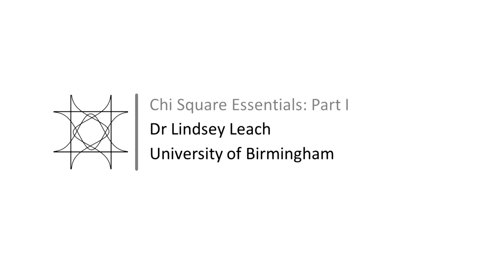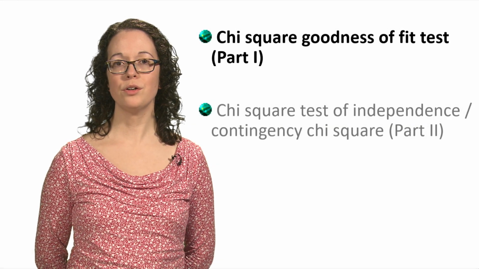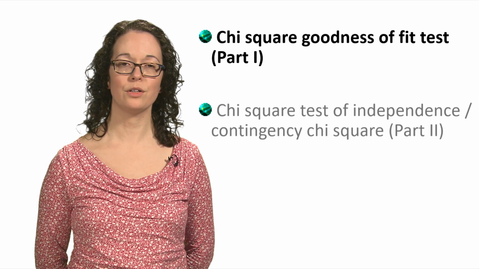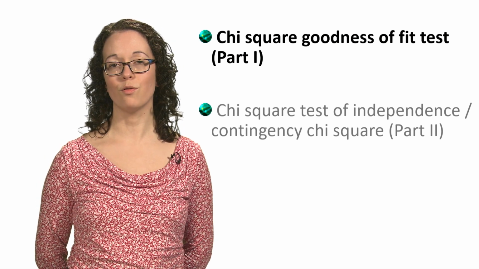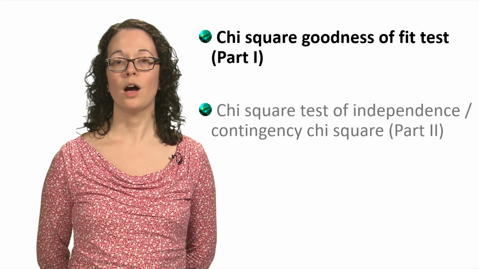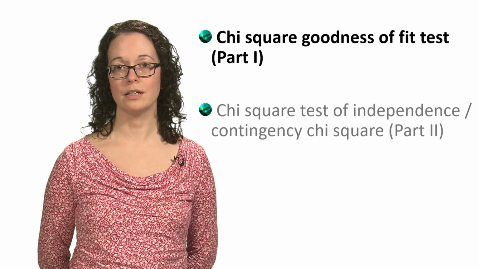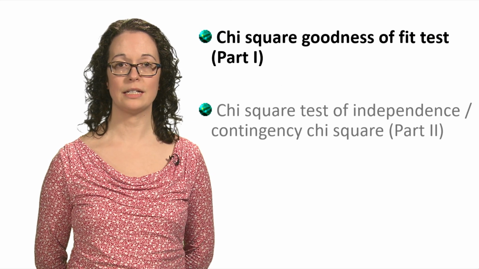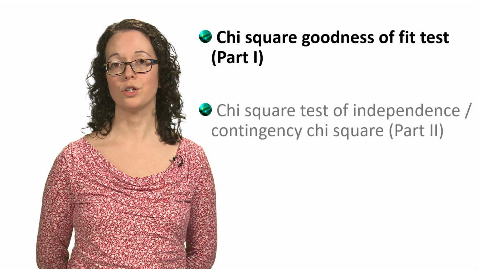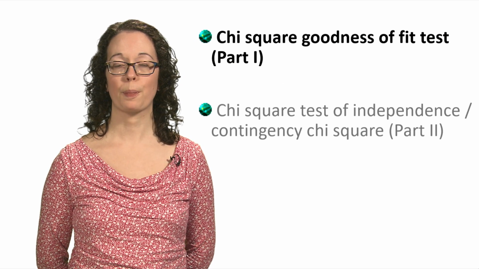Hello, I'm Lindsey Leach, and in this series of 2 videos we are going to be talking about 2 common uses of the chi-squared test. In this video, part 1, I will show you how to use the chi-squared goodness of fit test. You can use this test to see whether your data for a single categorical variable follows a hypothesized distribution. In part 2, I will show you the chi-squared test for independence, or the contingency chi-squared test. You can use this test to see whether there's a relationship between 2 categorical variables.